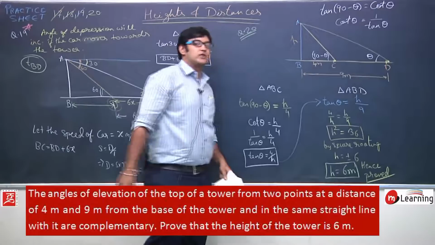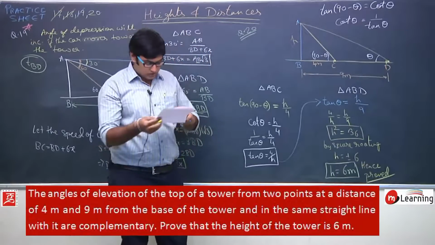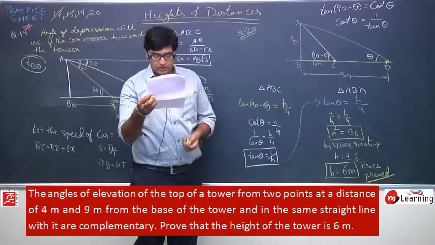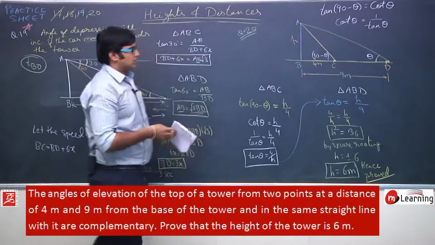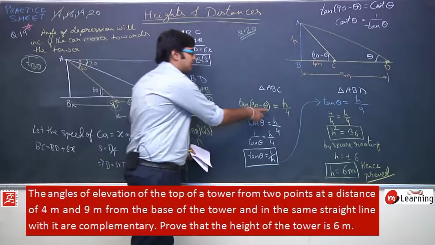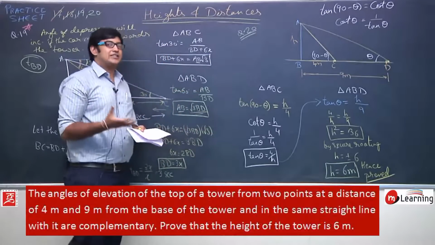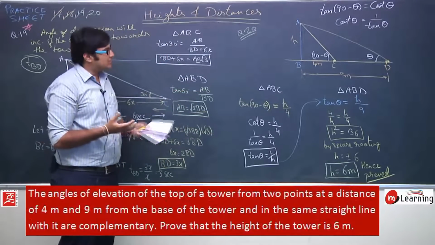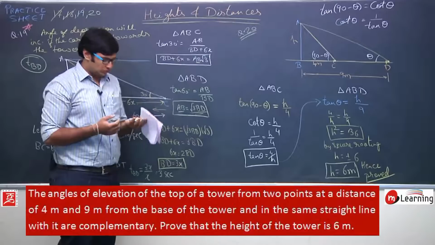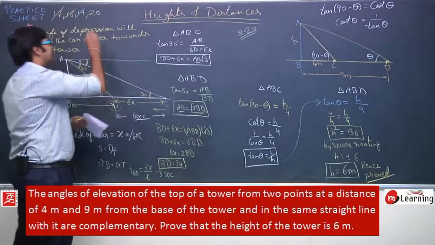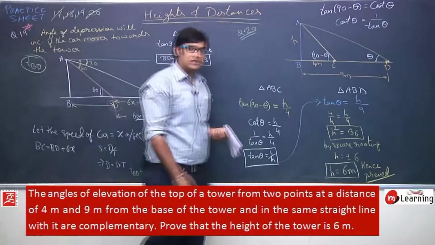This is the height of the tower. So in this way you need to solve question number 20. It's an easy question. Only the complexity arises when this 90 minus theta or the term complementary appears, so you need to understand the terminologies. Otherwise this question would be very difficult for you. So this is the solution for the 20th question. You can note this, then we will continue.